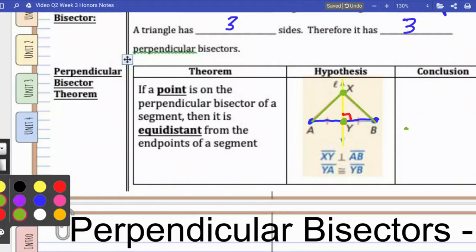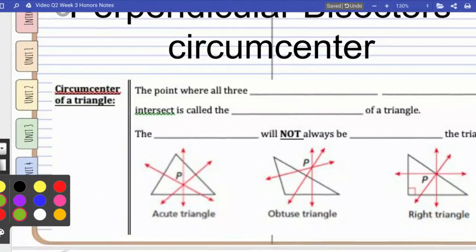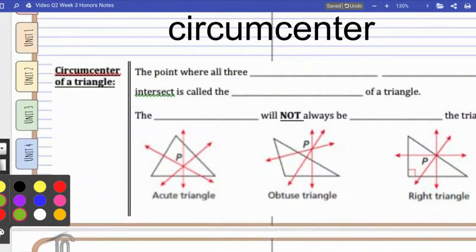And then it also works vice versa. If the distance from X to A is the same as the distance from X to B, then we know we have a perpendicular bisector. So the point where all 3 perpendicular bisectors intersect is called the circumcenter.